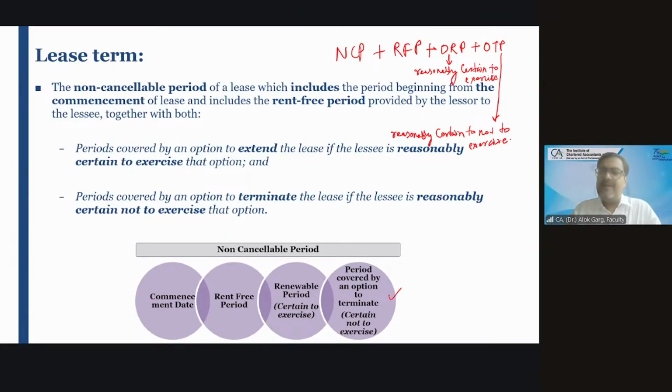For example, have you heard about the concept of rent-free period? Yes, sir. Suppose if we opt for 5 years, the lessor will give another 6 months or 3 months as rent free. And for that period we need not pay any rent. We can utilize that period.